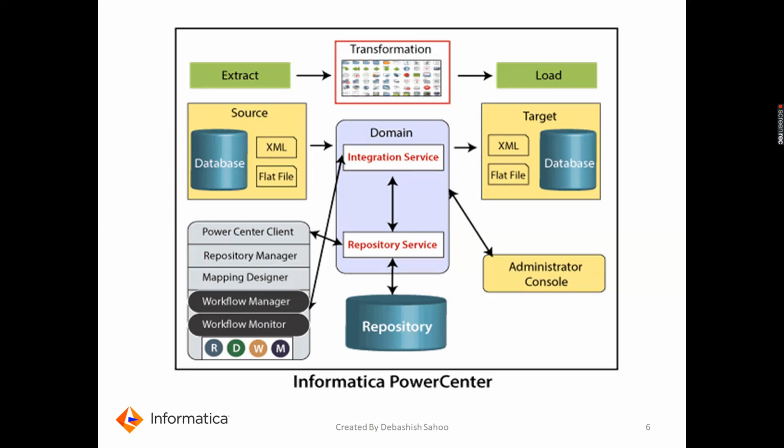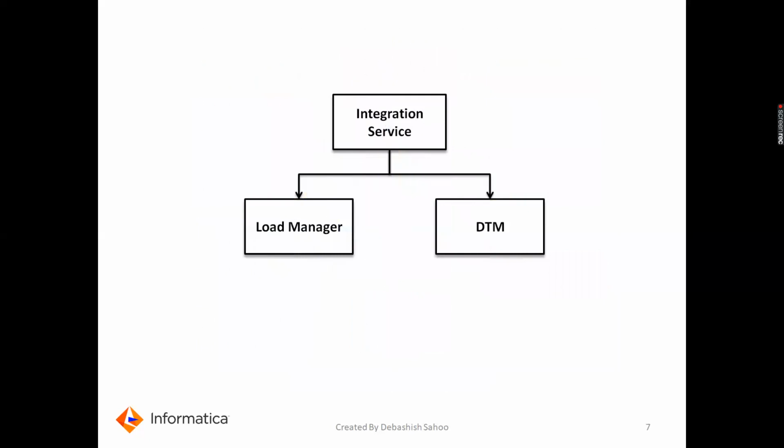When we execute any job, that execution takes place through the integration service. Now, the integration service doesn't run directly. It first validates the job through the repository service, and then the whole loading part takes place. Now, how does the loading happen? In the Informatica integration service, there are two parts that we majorly call the load manager and the DTM process.